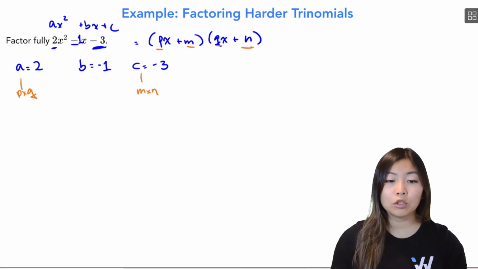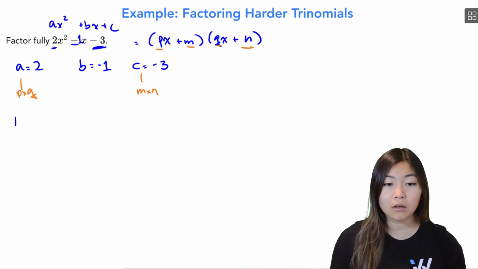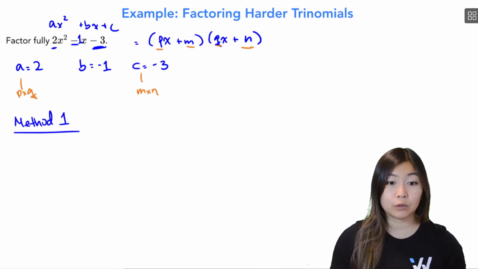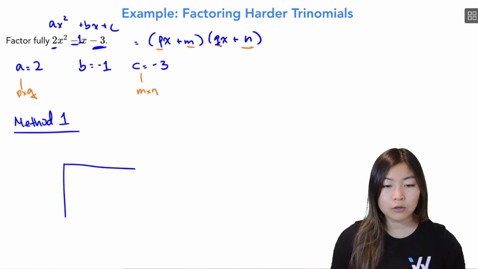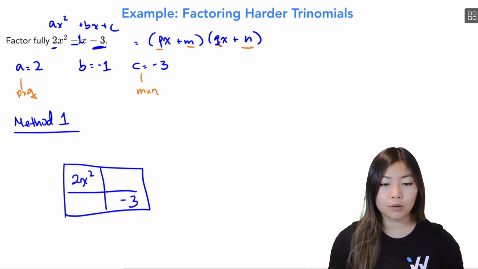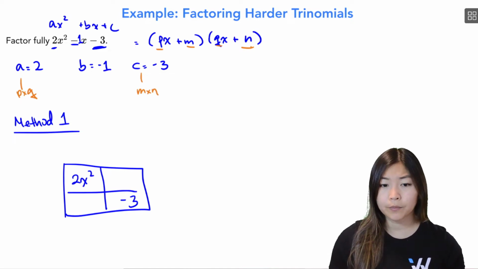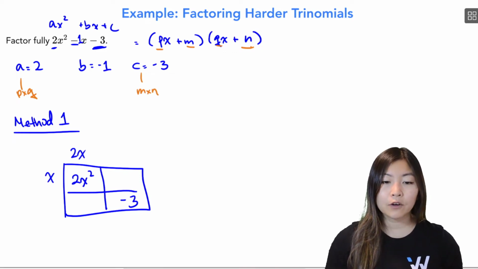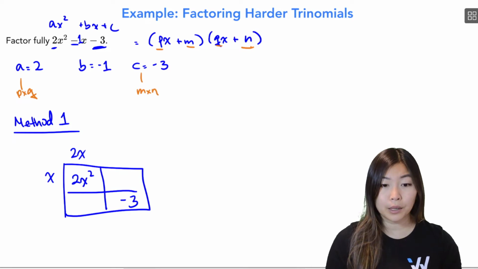First, I'm going to show you the method using a factoring box, and then after, I'll show you another method using a different visualization tool. So using my factoring box, I know that I have a 2x squared here and a negative 3. So I'm going to start with my ax squared. What two things multiply to give me 2x squared? Well, that's going to be a 2x times a 1x, because together that gives us our 2x squared.